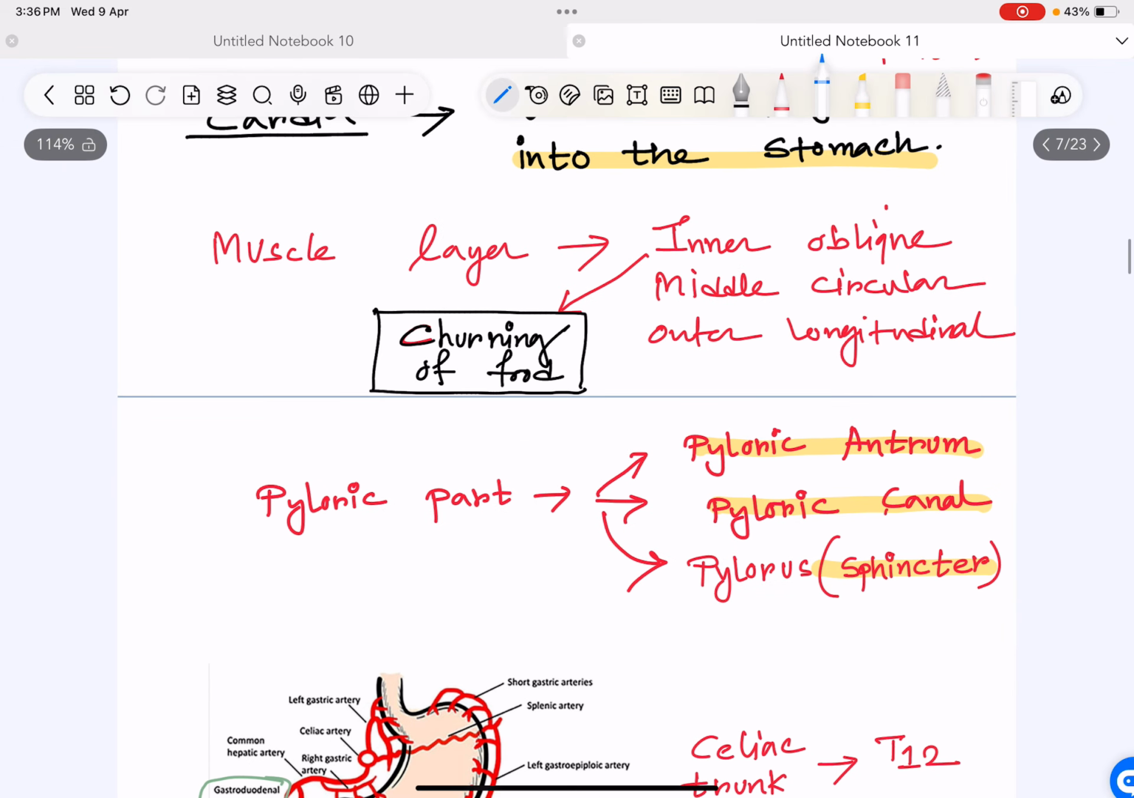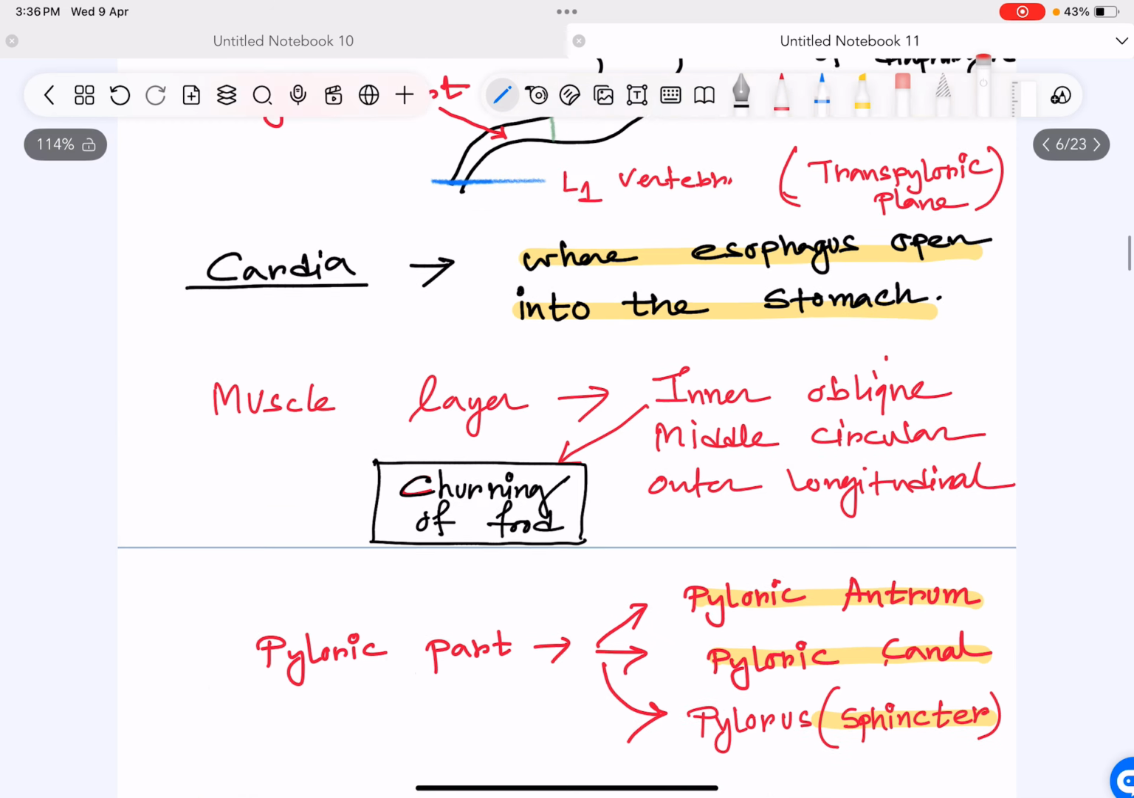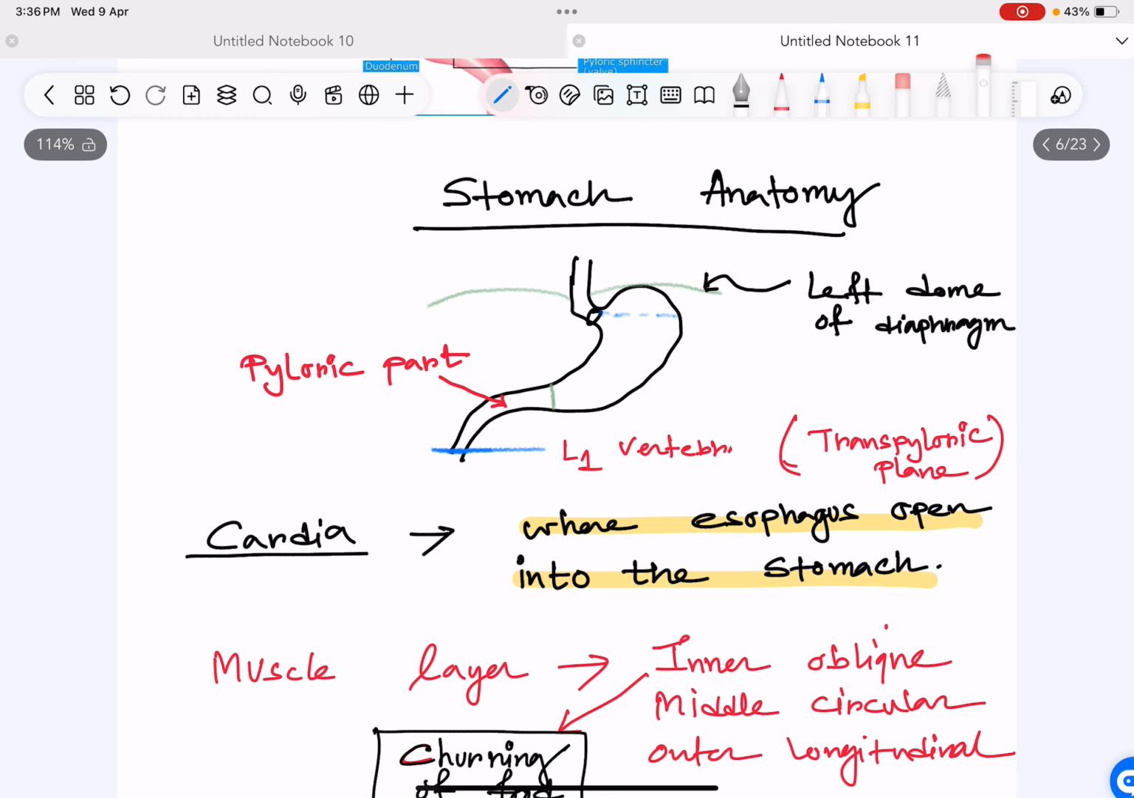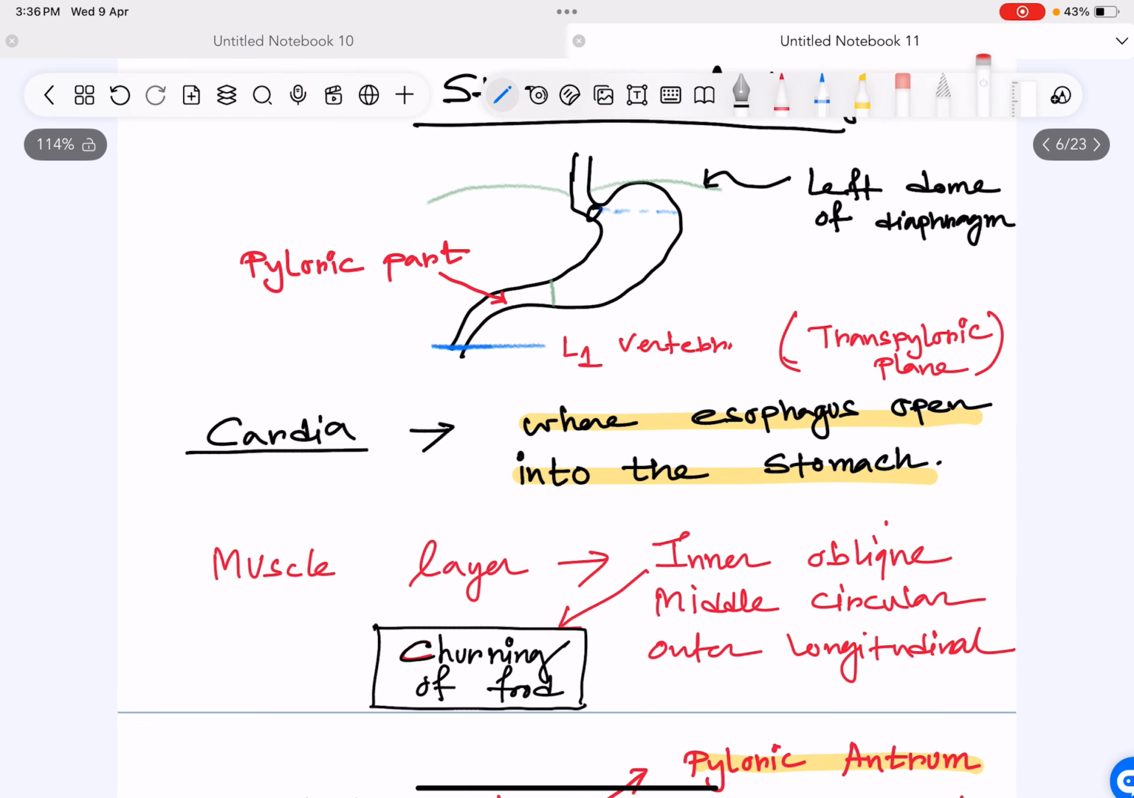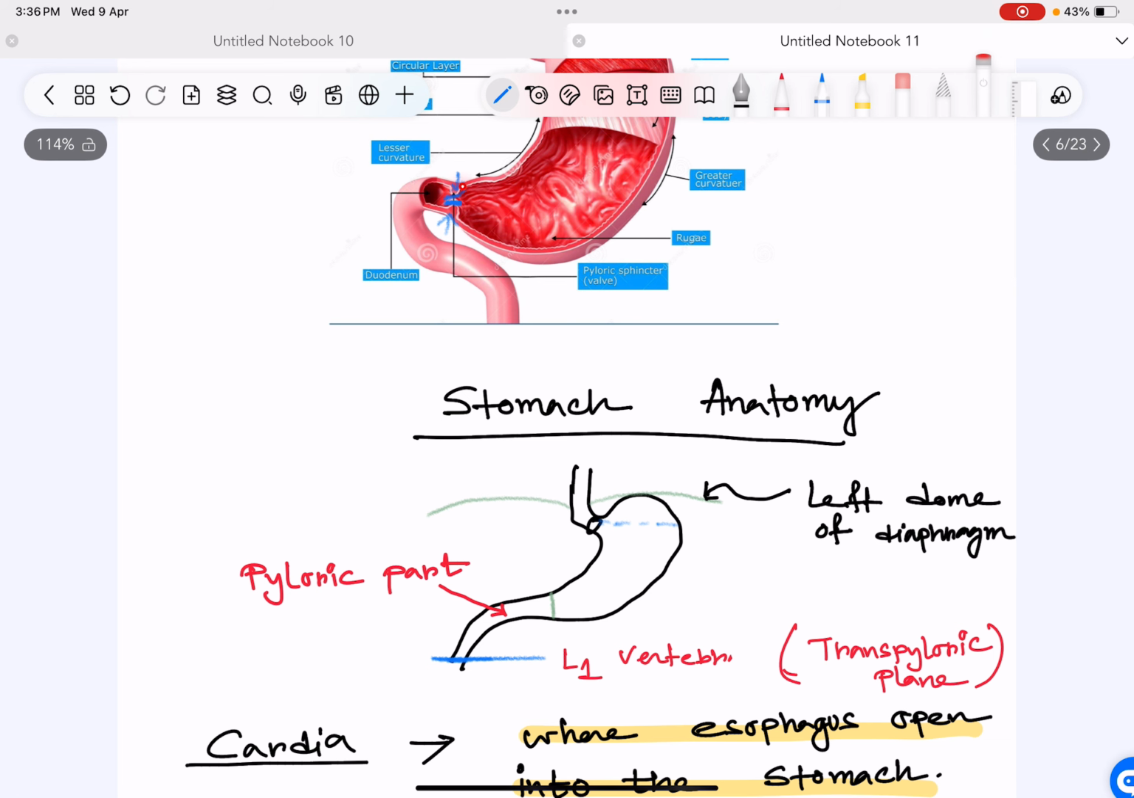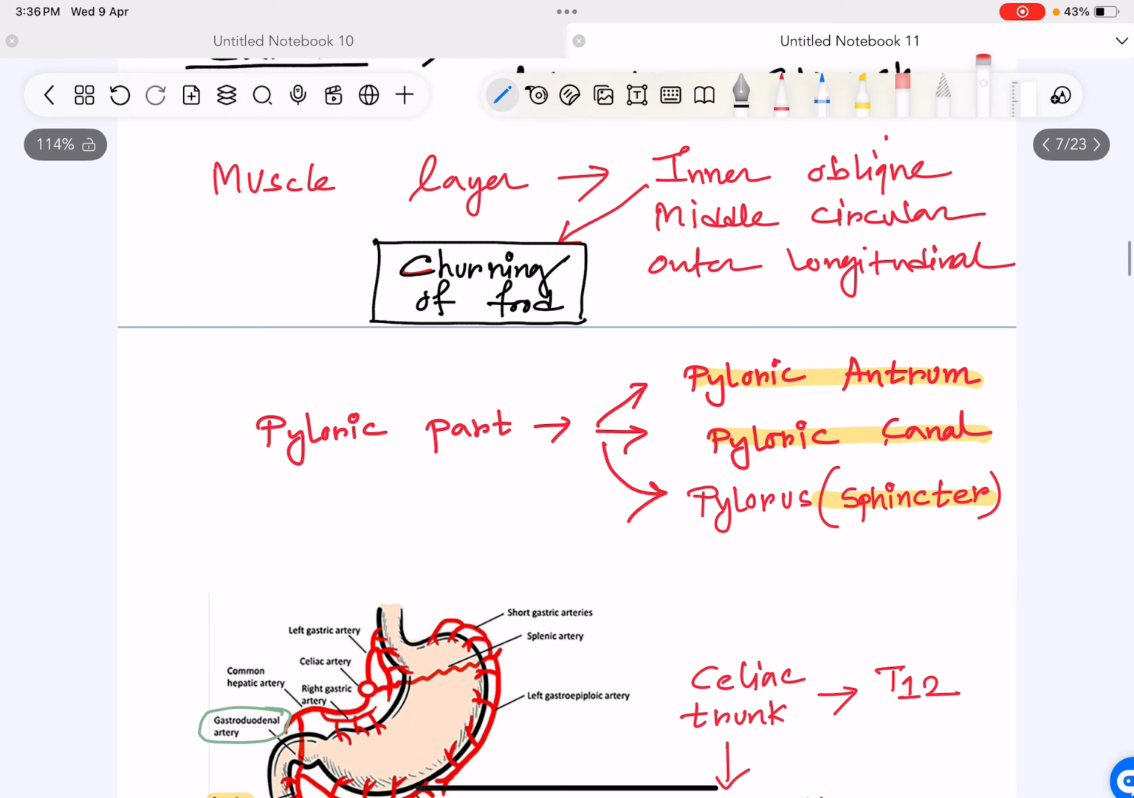So pyloric part is the last part of stomach. Cardia, fundus, this part is the fundus part. This part is the body part. Body is also known as corpus. Cardia, fundus, corpus, and the pyloric part, which has first antrum, then canal, and then the sphincter. The sphincter is in short called pylorus. Whenever you say pylorus, we mean to say the sphincter, and whenever you say antrum, we mean to say the pyloric antrum. So antrum, canal, and the sphincter, that is pylorus.